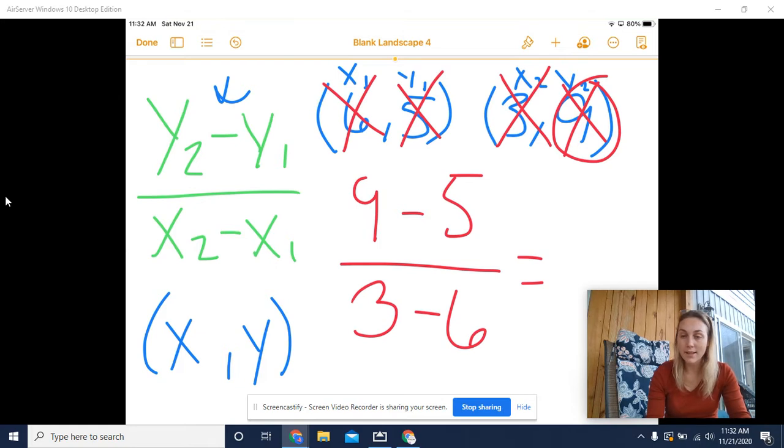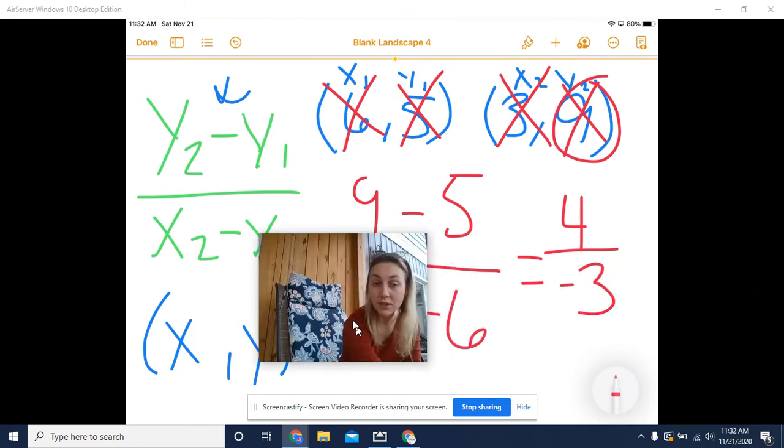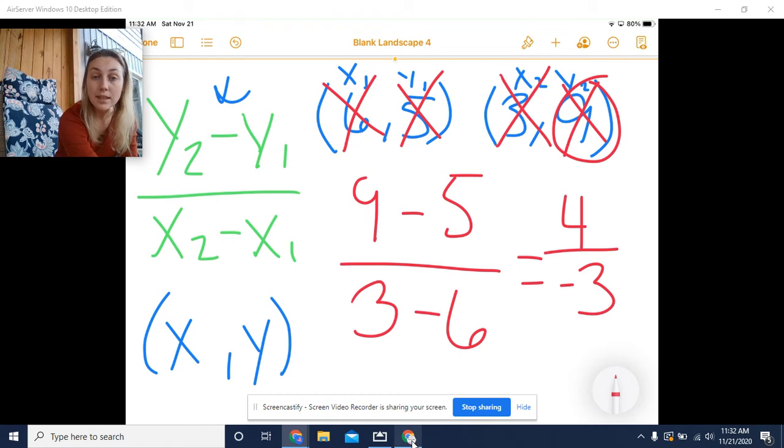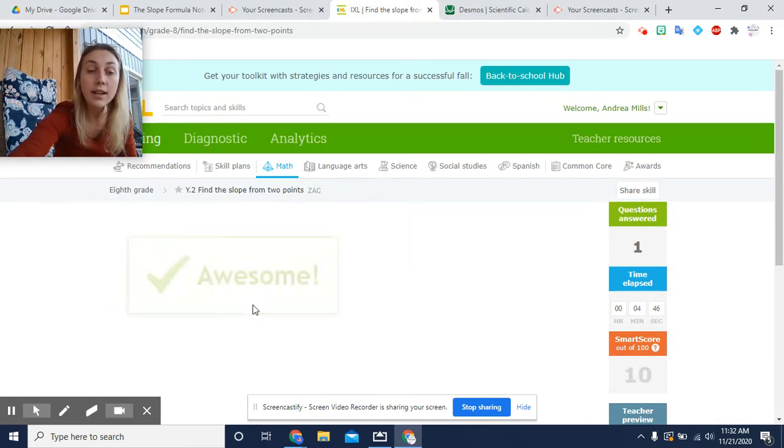So 9 minus 5 is going to be 4. And then 3 minus 6 is going to be a negative 3. This cannot be reduced. It is going to be a negative slope. So once you have this, you just put it into your IXL. Again, you just simplify by subtracting the numerator and then the denominator, and then there you go. You have your answer. So let's put that in. We have 4 over negative 3, and you're done.